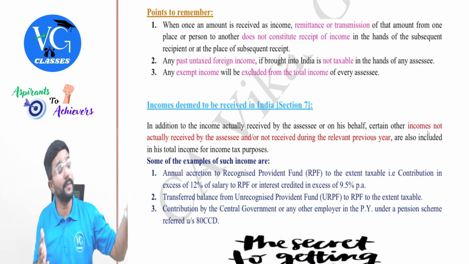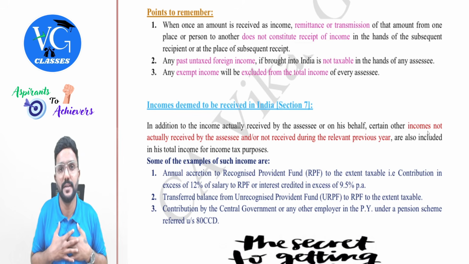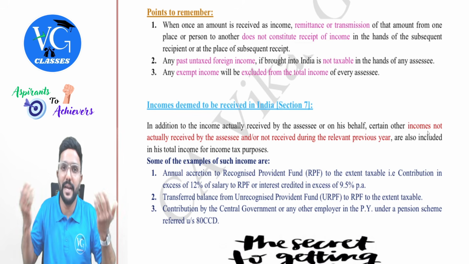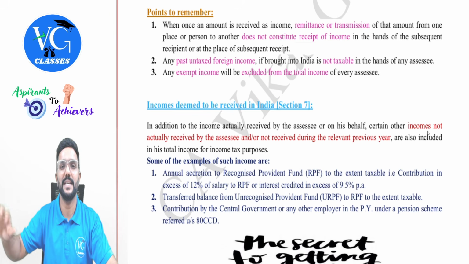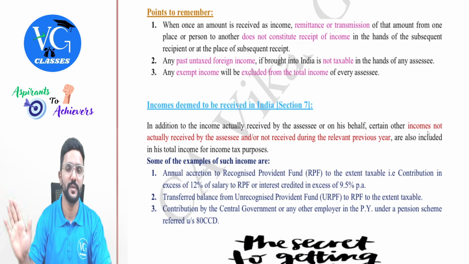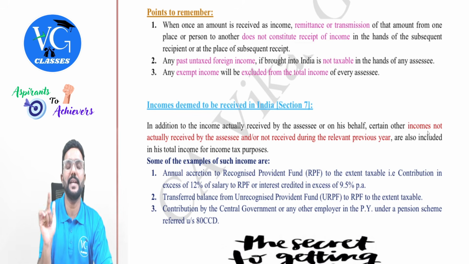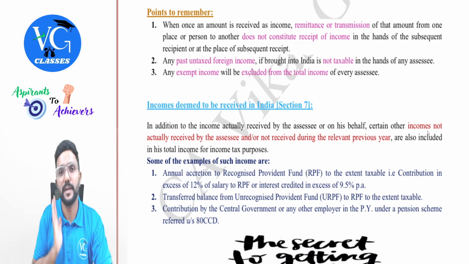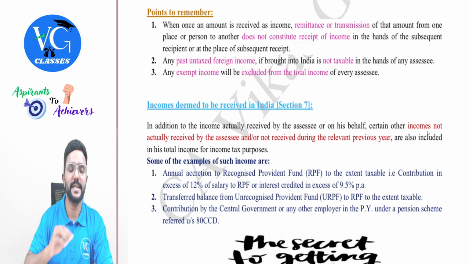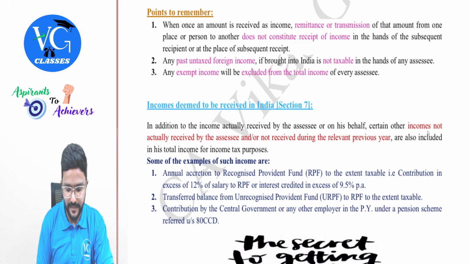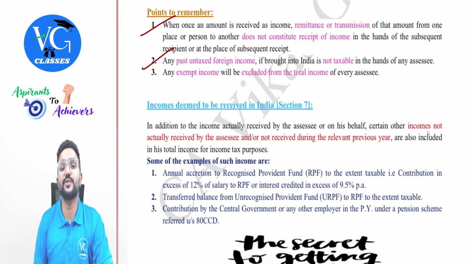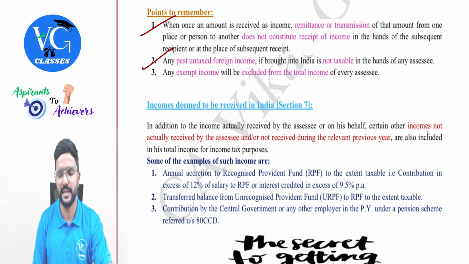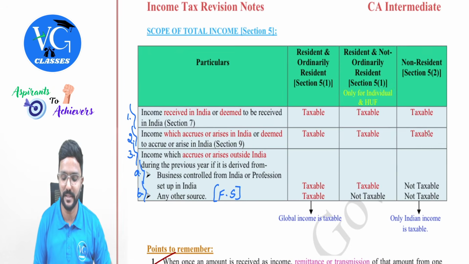Is that clear? Now if my employer paid me and I receive it, it is an income for me. Once I earn and receive it, later if I transfer it to any of my family members, is it considered as income for them again? No. So any transfer or remittance will not amount to income received, guys. Okay. Next, second point. Any past untaxed foreign income, if it is brought into India, is not taxable in the hands of any assessee. In any of these cases, it will not be taxable, guys.